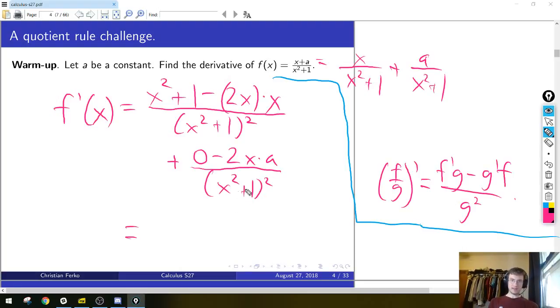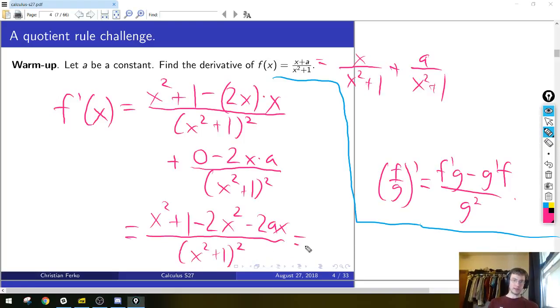And then if we want to tidy this up a little bit, we could combine, because it's the same denominator. So this is x squared plus 1 minus 2x squared, so we can combine like terms here, and then there's minus 2ax, all over x squared plus 1 quantity squared. So at the end of the day, when you combine the x squared terms, it should be minus x squared minus 2ax plus 1, over x squared plus 1 quantity squared.